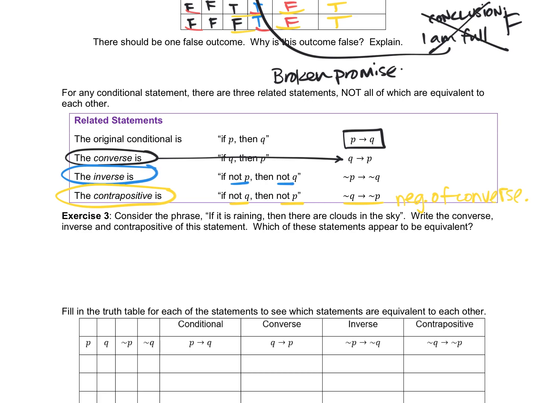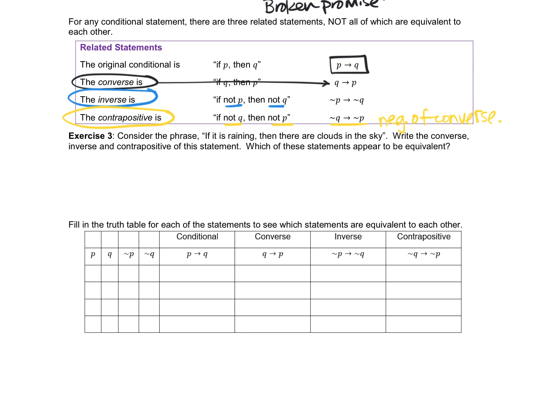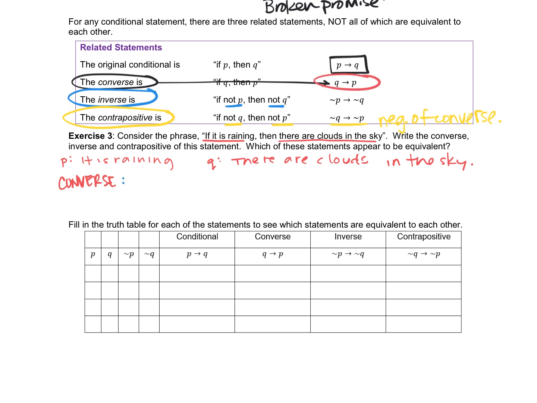So let's see what that looks like with an actual English sentence. It says, if it is raining, then there are clouds in the sky. So we have that P is, it is raining, and Q is, there are clouds in the sky. For the converse, we just switch the order. So we're going to say, if there are clouds in the sky, then it is raining.